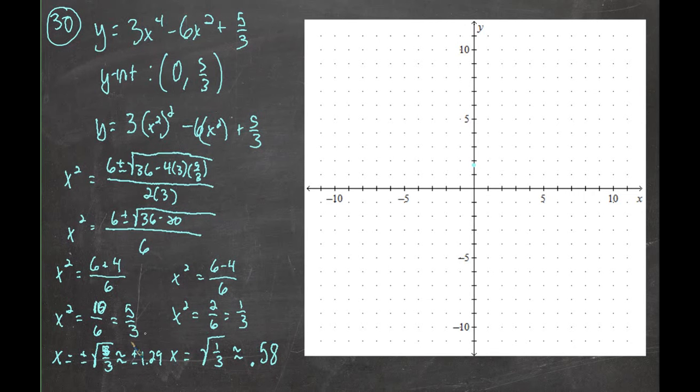Well, they're approximately plus or minus 1.29, plus or minus 0.58. Okay, so plus 1.29, I'm going to make this a little darker blue. So 1.29 positive, 1.29 in the negative, 0.58 in the positive, 0.58 in the negative. There's my x-intercepts, okay?